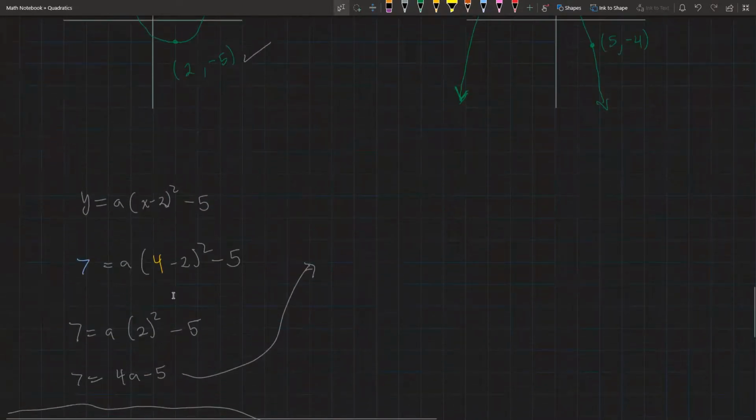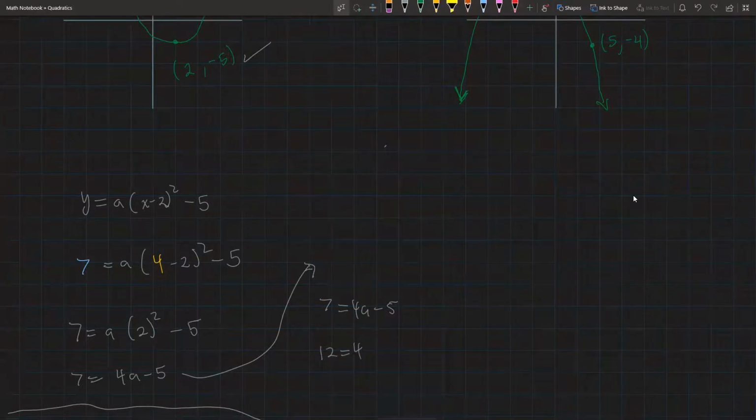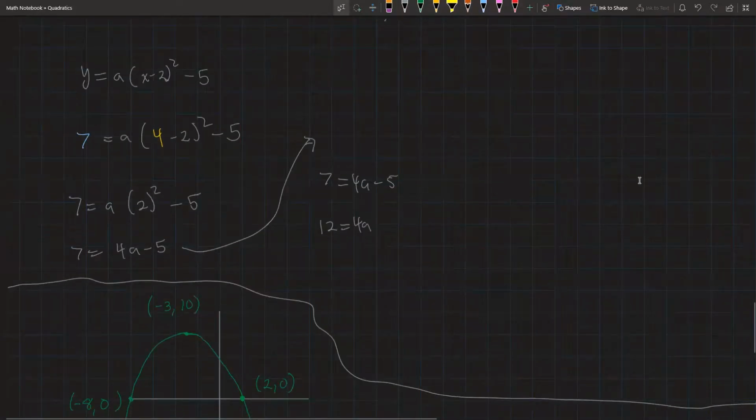All right. And then we can say that, I'll just rewrite it. 7 equals 4a minus 5. How do we undo this subtracting 5? Let's add it to both sides. 7 plus 5 is 12. And 4a remains on the right side. So we know that a equals 3. And that's what I'm saying.